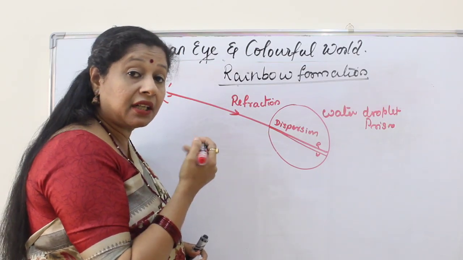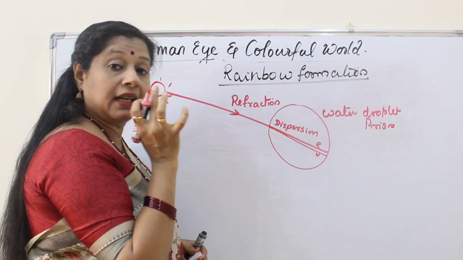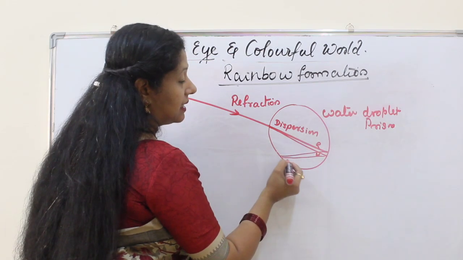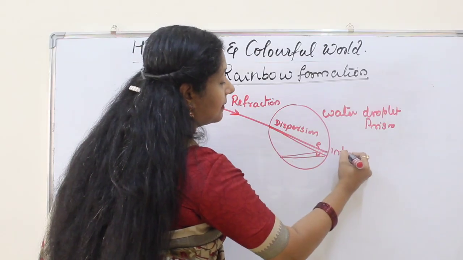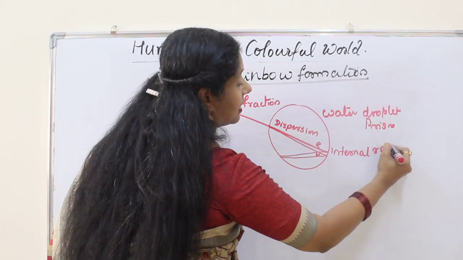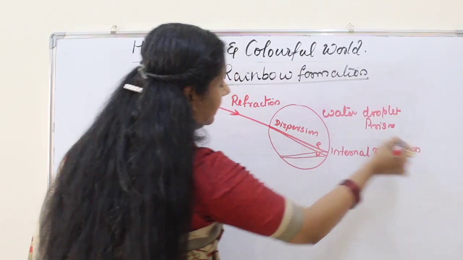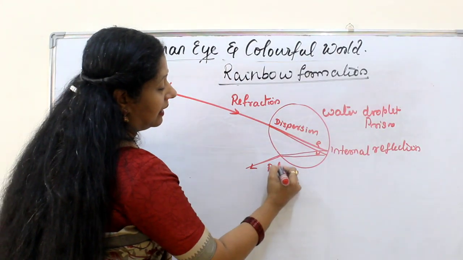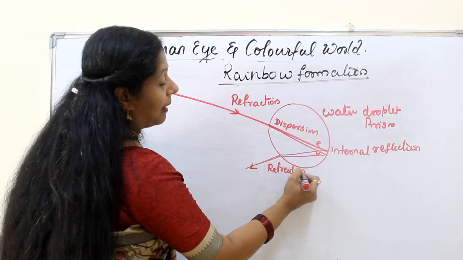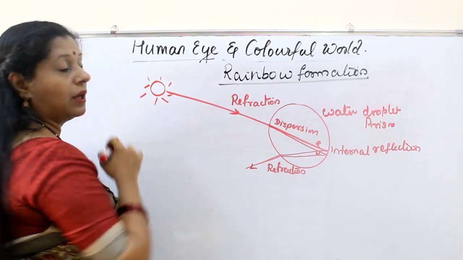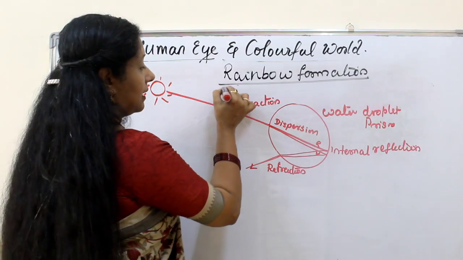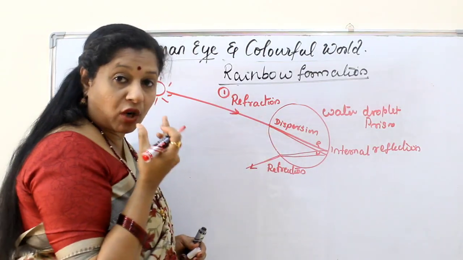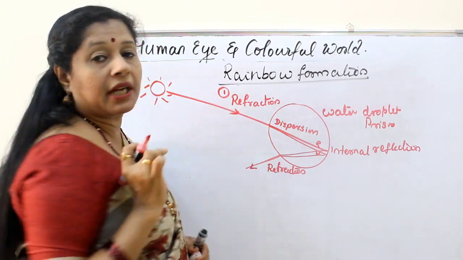What is reflection? Bouncing back of light is called reflection. So the light will bounce back, that is called internal reflection. And finally this comes out, and at this position the next refraction happens because it is going from denser medium to rarer medium. So first, when the light is entering from the air to a prism made up of water molecules, there is a refraction happening.